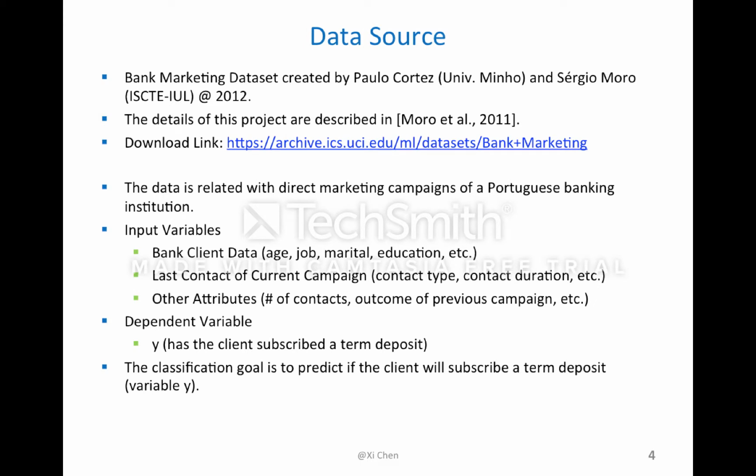The data used in this project is a bank telemarketing dataset created by Paulo and Sergio. Pardon me if I'm not using the right pronunciation. The details of this project are described in one of their earlier papers. The download link is where you can download this dataset from. The data is related with direct marketing campaigns of a Portuguese banking institution. It has a list of input variables, including information on the bank client, information on last contact of the current campaign, and some other attributes. Y here is our dependent variable showing whether the client has subscribed a term deposit. Our classification goal will be trying to predict if the client will subscribe a term deposit or not.